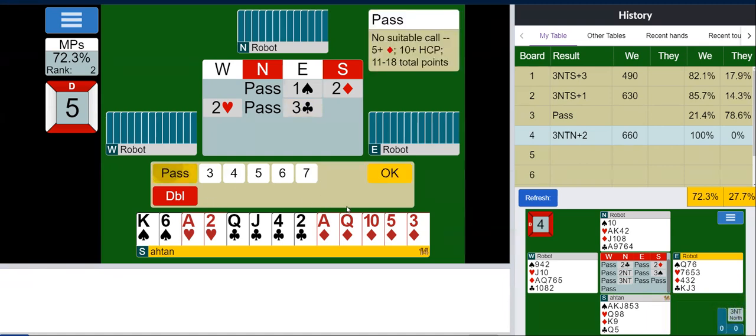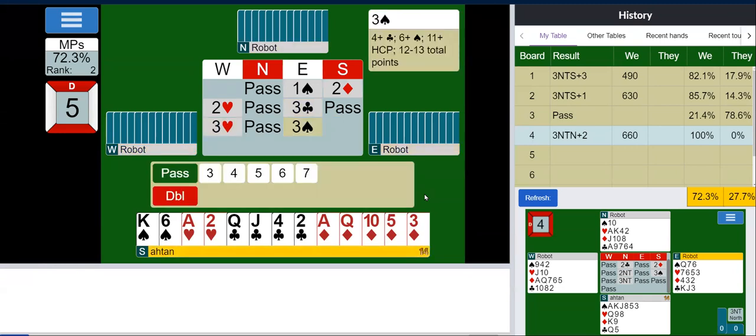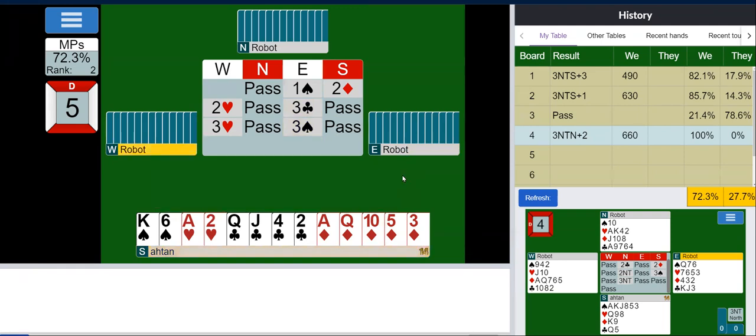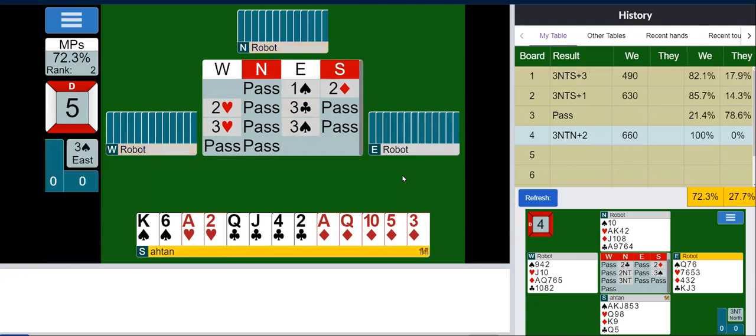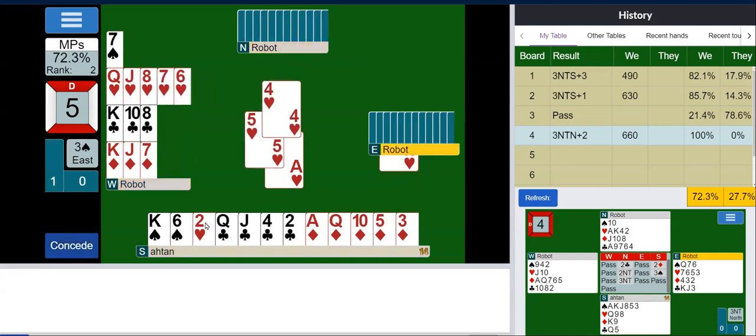I think, let's see. So there's a misfit here. My right hand side has the two black suits. My left hand side has the hearts. I think I'll just do this.